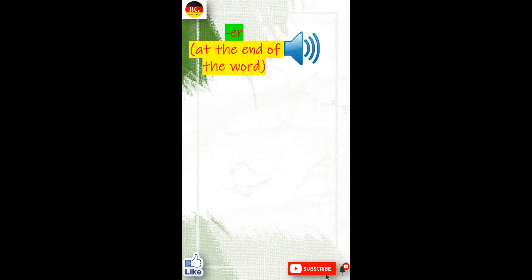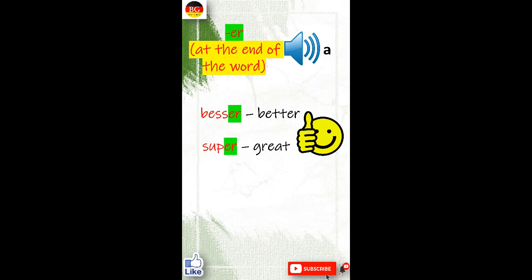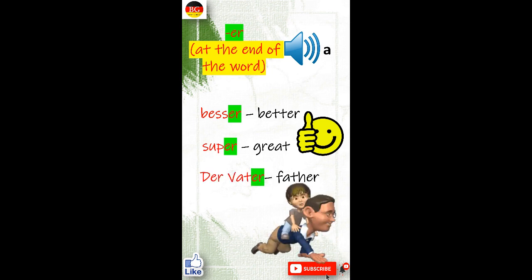Our next combination is ER am Wort Ende. Most of the students find this combination difficult, but it's not. Pronounced as a. Zum Beispiel: besser, besser. Super, super. Vater, Vater.